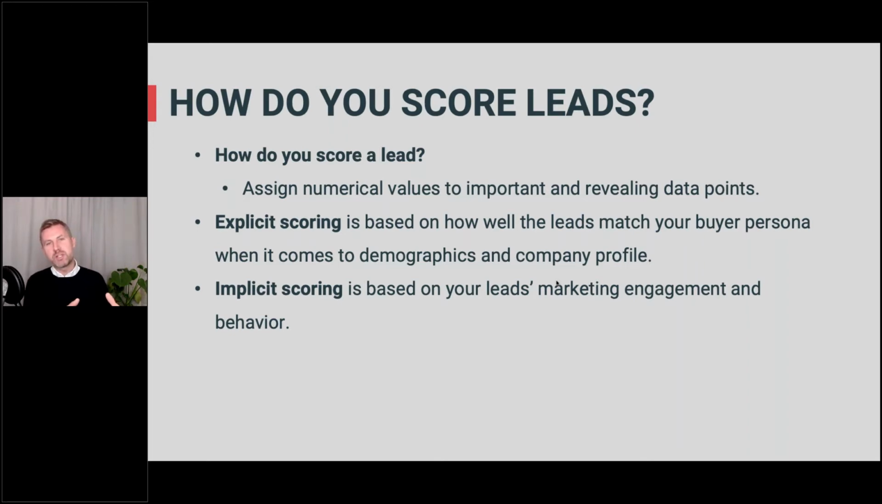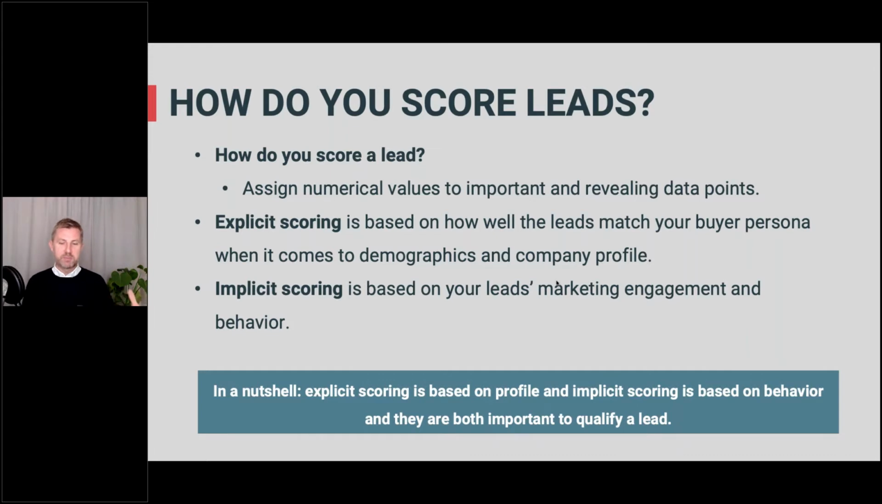So the explicit score: who are they? Where do they work? What are they interested in? And the implicit scoring: what is their behavior telling you about their interests? Altogether, the explicit scoring is based on their profile, basically anything you would have on a profile card in eMarketeer, or in fields in your CRM. That's explicit scoring. And the implicit scoring is all about behavior and what they're doing.